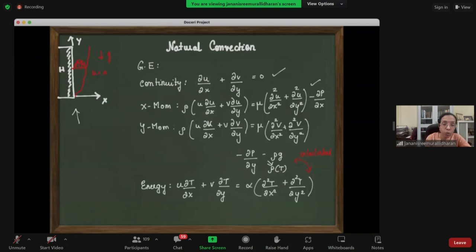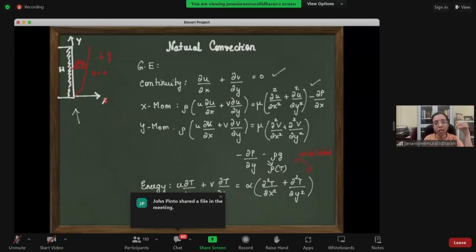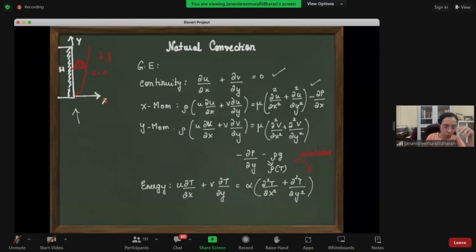Okay, I want you to pay close attention to the coordinate system here. This is my own choice, right? So normal to the vertical plate, it's x. And along the vertical plate, it is y. Now, because the vertical plate is going to be heated, there is going to be a boundary layer that is set up, right? There's going to be a density difference.